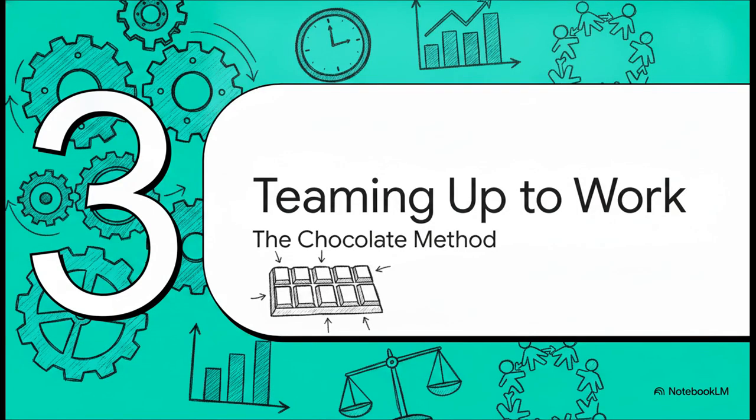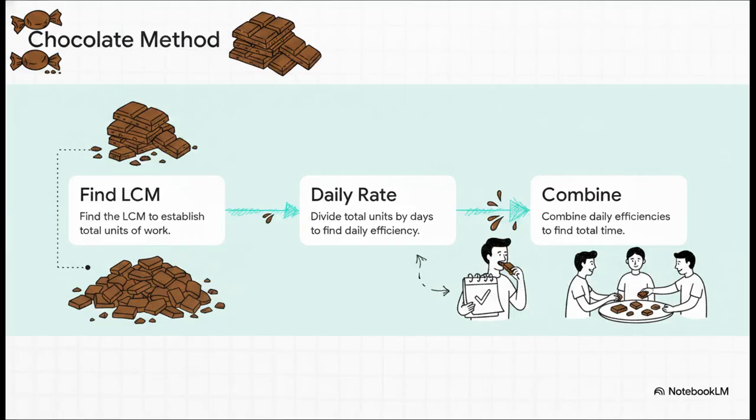Which brings us to Section 3, teaming up to work, using what is affectionately known as the chocolate method. So I want to walk you through this highly effective framework. It literally transforms abstract, scary fractions into tangible, bite-sized units of work. Here's how it goes down. Step 1. You find the LCM of the days required to establish the total units of work. Think of these units as pieces of chocolate that need to be eaten.